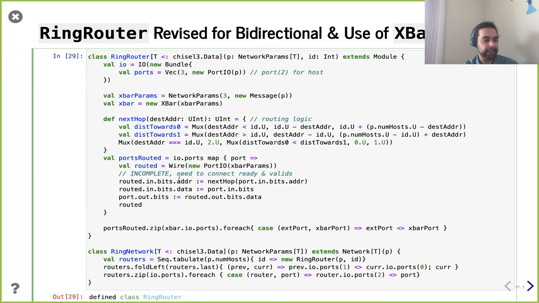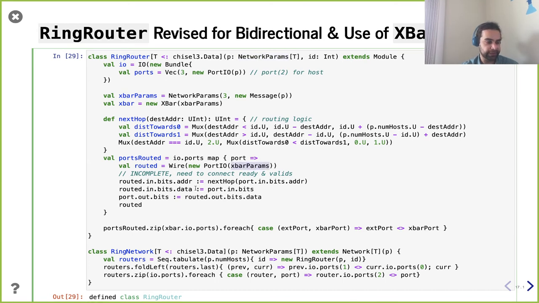But what do we do? Well, we're making a new thing. In this case, we're trying to do an instance of the port IO, not of the original port IO for this ring router, but the port IO for this crossbar, right? So which parameters I give this port IO matters, right? The port IO for the external interface is based on the original network params. For this internal crossbar, we have this bigger, deeper thing. We're using the crossbar params for that port IO.